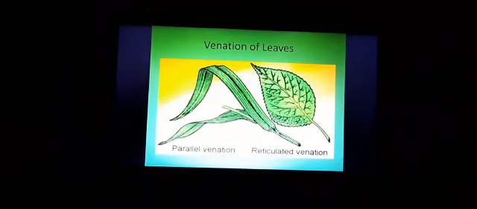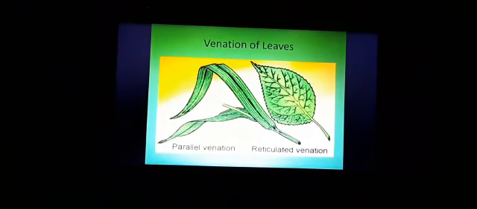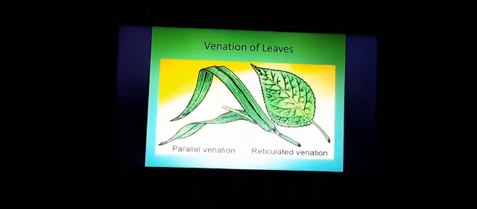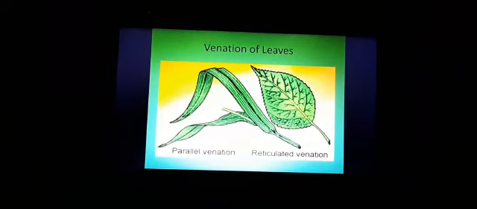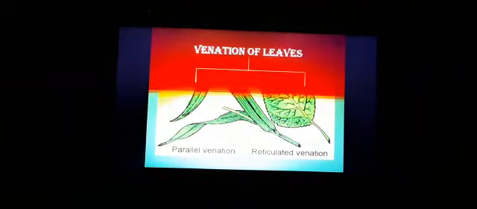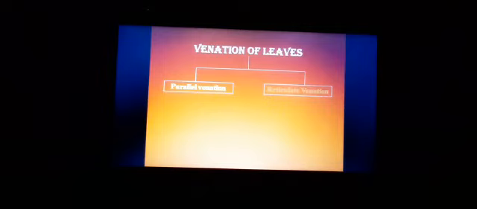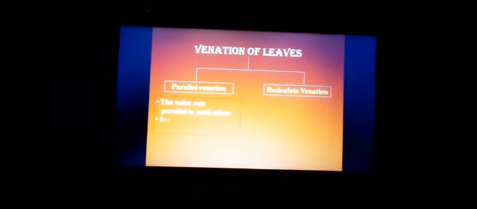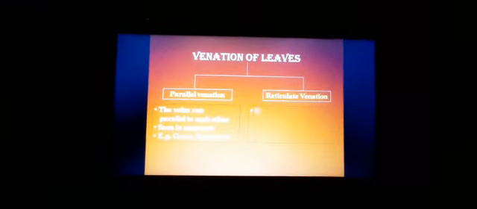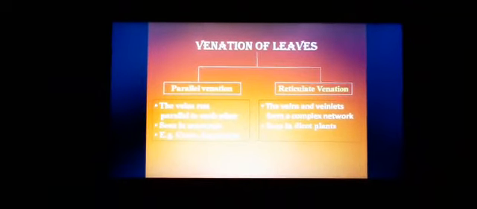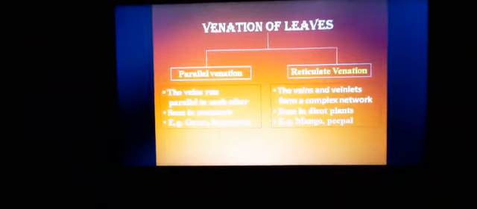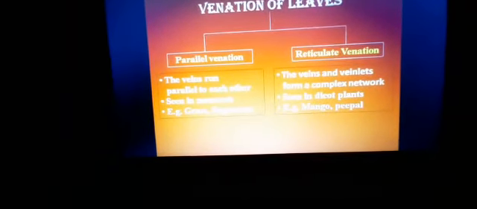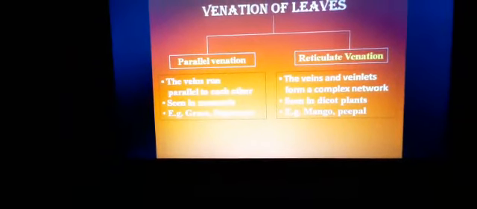Whereas in case of reticulate venation, we see that the veins and veinlets are forming a complex network which is mostly seen in dicot plants. So we have seen parallel venation and we have seen reticulate venation, where we can see parallel venation in grass and in sugarcane, whereas we can see reticulate venation in mango and peepal leaf.